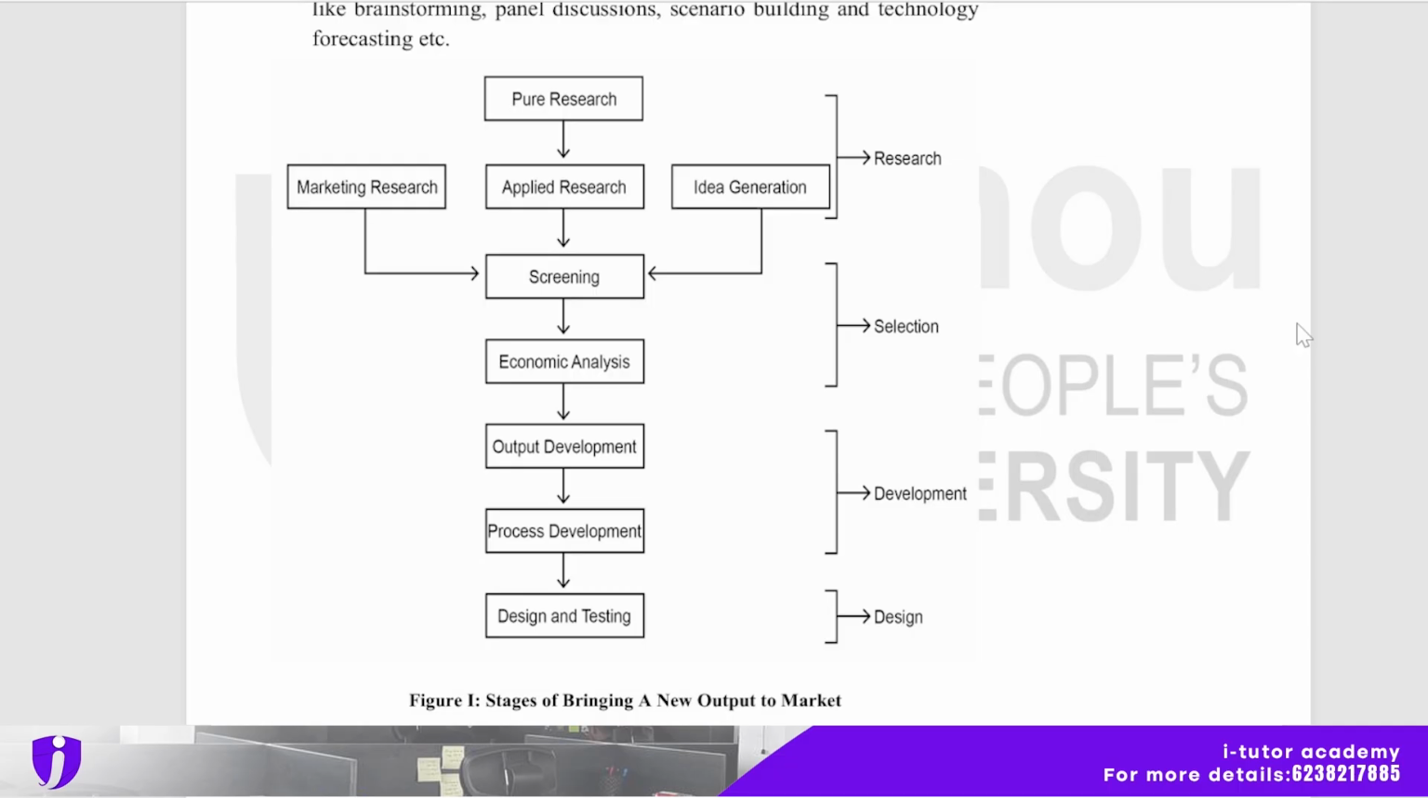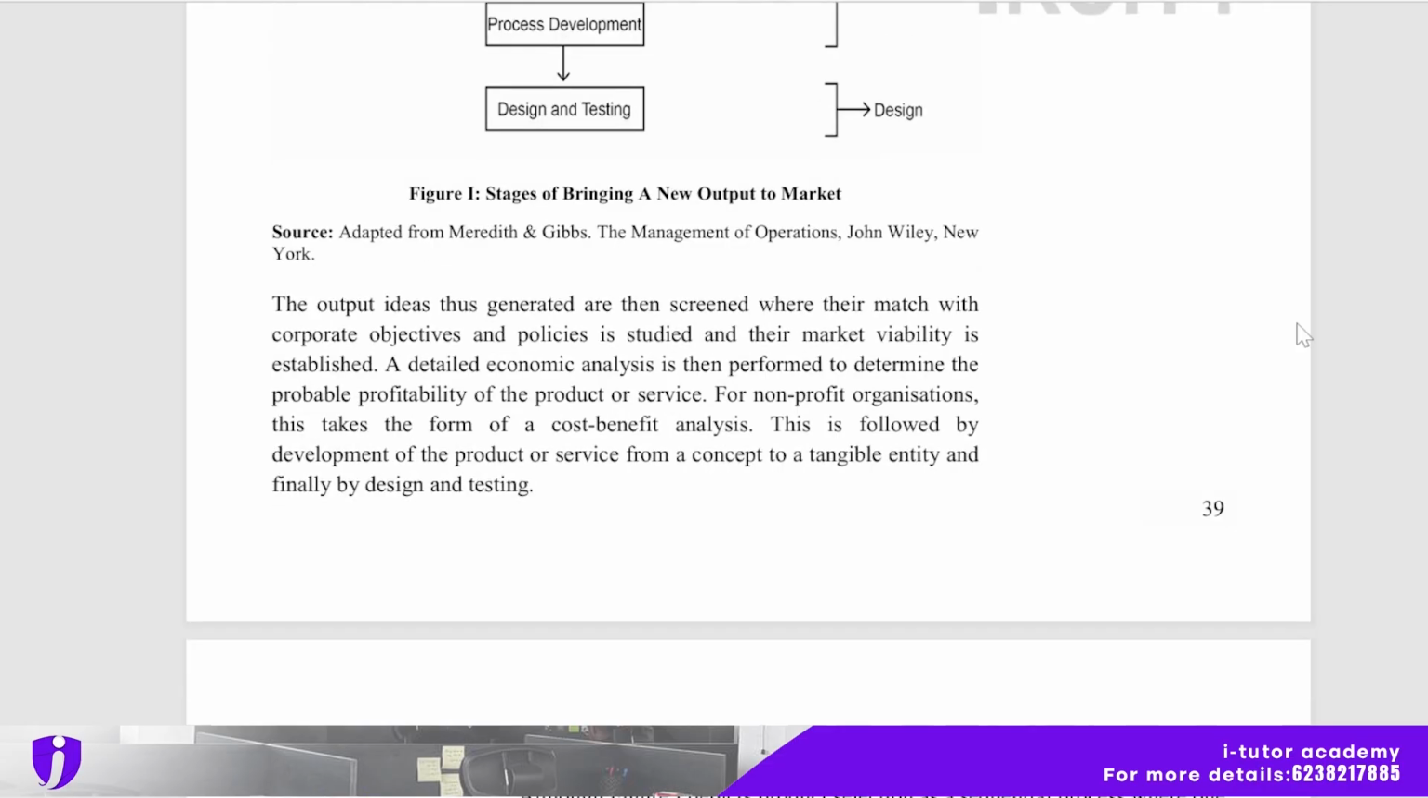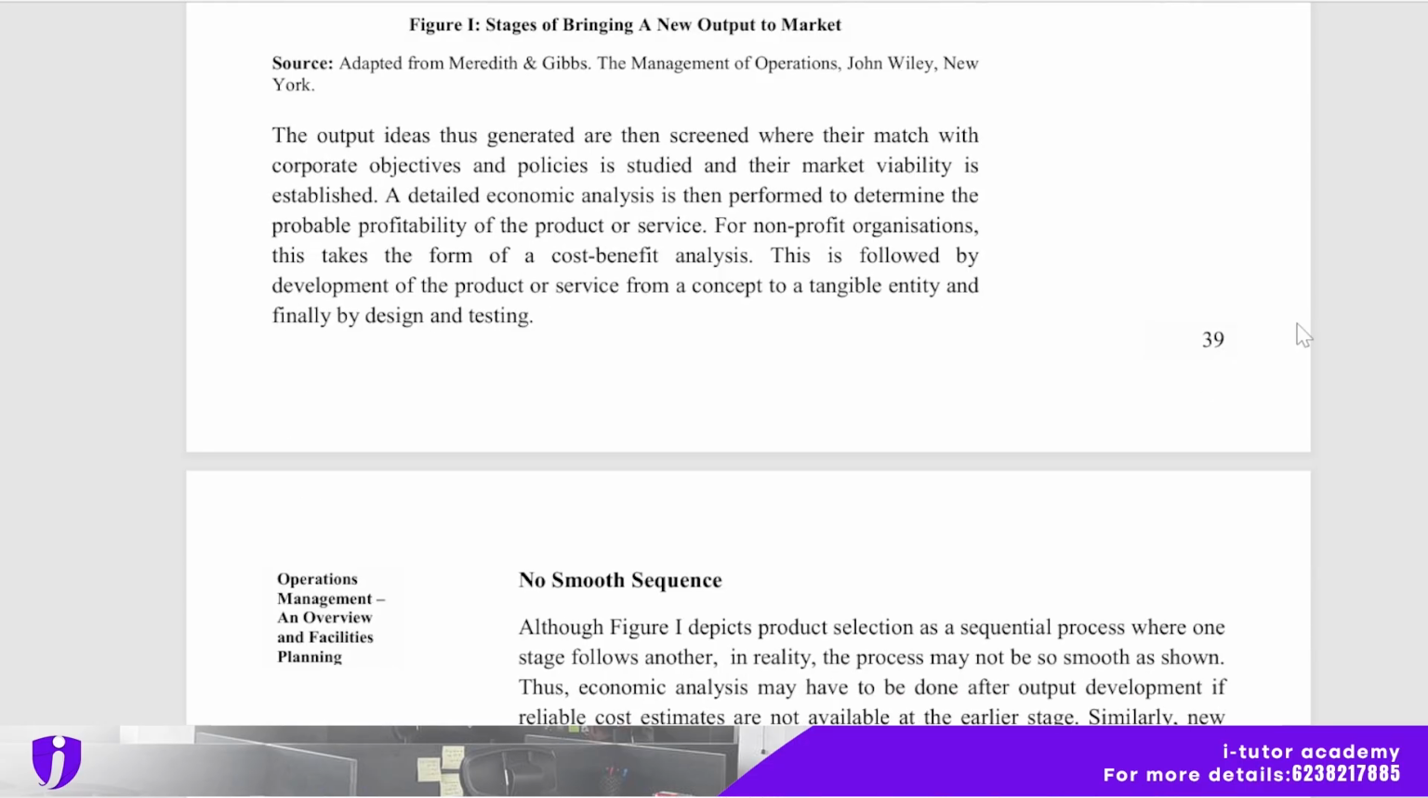So there is pure research, applied research, and idea generation. That is about research, meaning screening, economic analysis, there is selection, and next is development. Output development is there, process development is there, design and testing, that is the design stage. The output ideas thus generated are then screened, where their match with the corporate objectives and policies is studied, and their market viability is established.